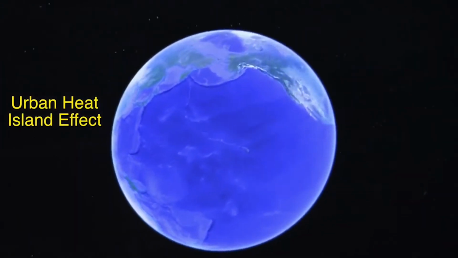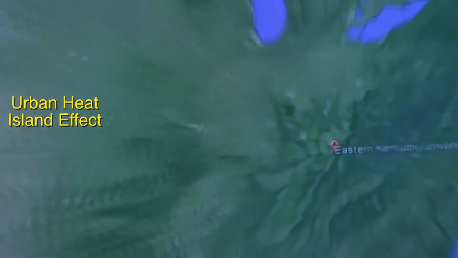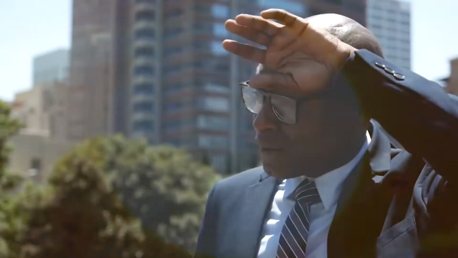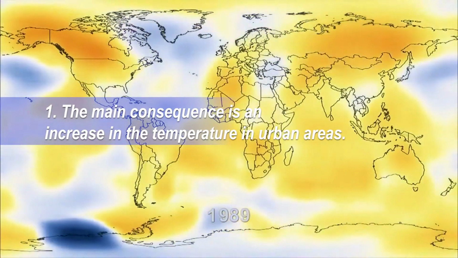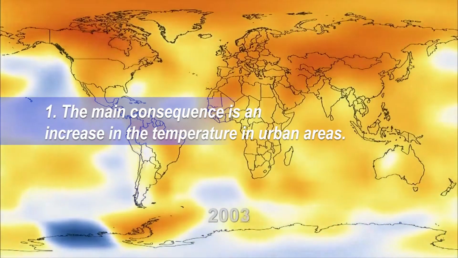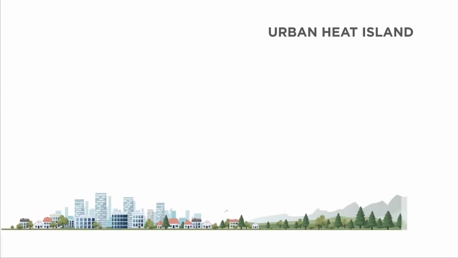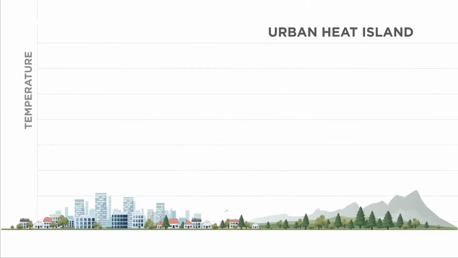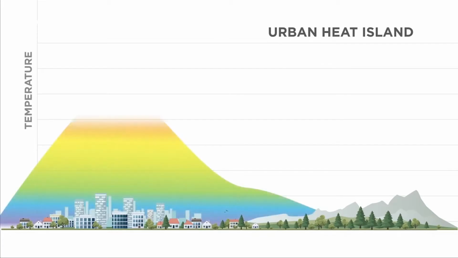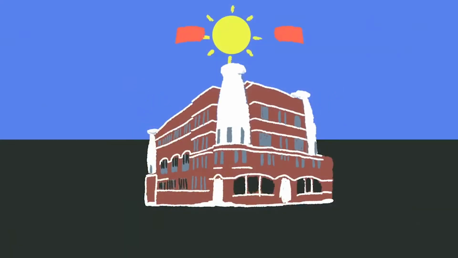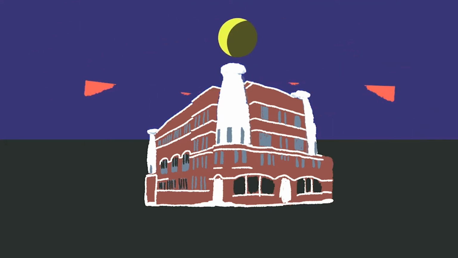Let's talk about the effects of urban heat island. Should we care about heat islands? Yes, because their negative impacts affect so many people in so many ways. First, the main consequence is an increase in the temperature in urban areas. The term urban heat island refers to the air temperature in built-up areas being significantly warmer than in the surrounding rural areas. Also, buildings can absorb and hold more solar radiation during the day and give off that heat back into the air at a slow rate at night.